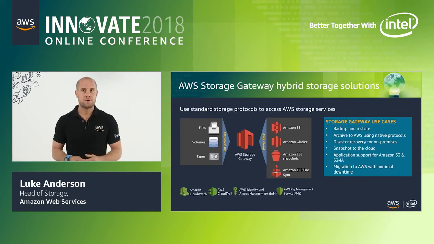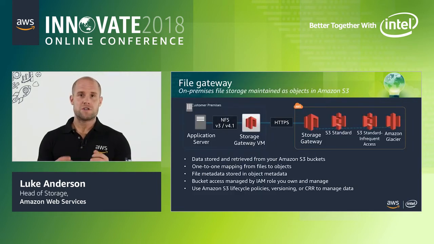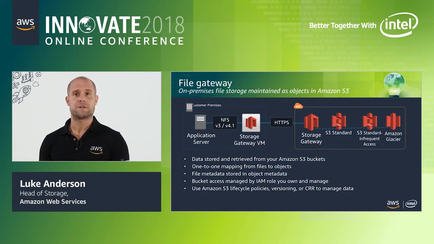So if you're using AWS today, the same tools that you use to manage and operate your AWS environment can be used with the AWS Storage Gateway. The first thing that we'll talk about is the File Gateway. The File Gateway provides an on-premise file storage solution that's running on a virtual machine inside of your data center. It's exporting NFS version 3 and version 4.1, which means that your Linux and Unix workloads and also some of your Windows workloads can connect.